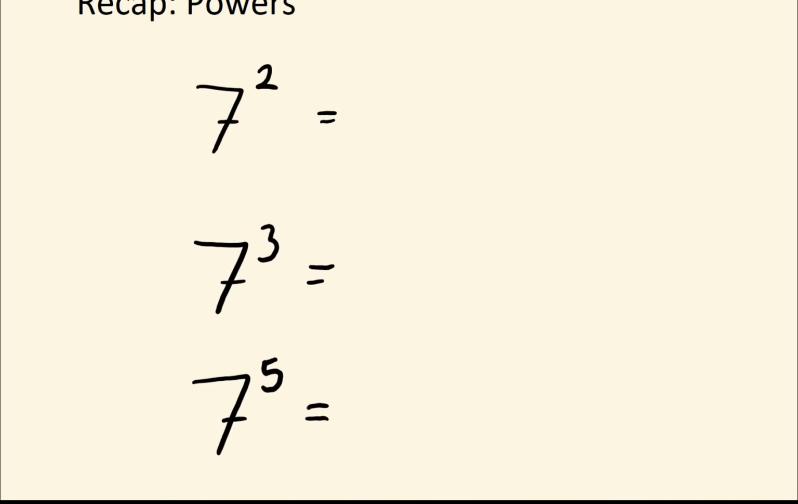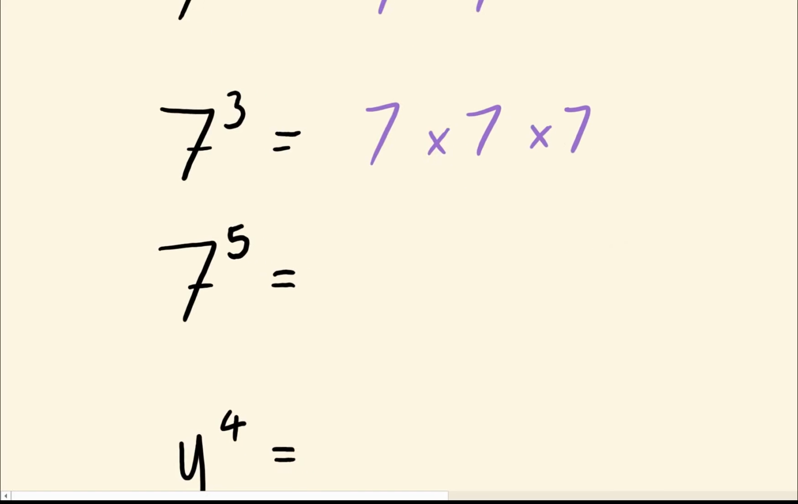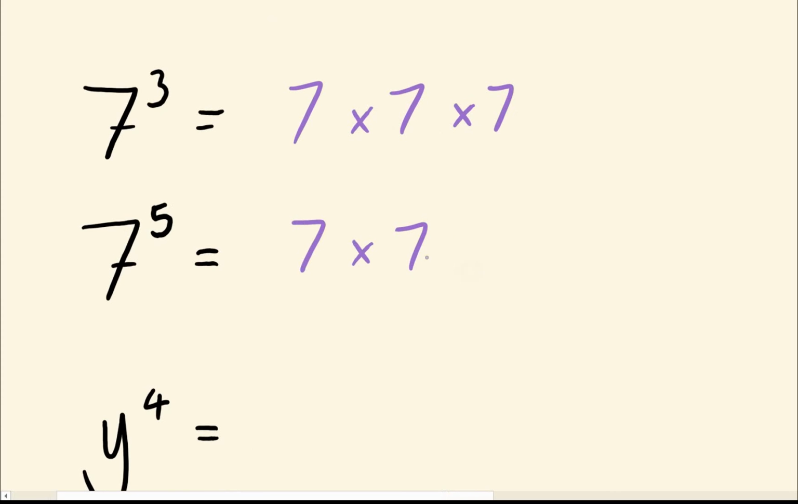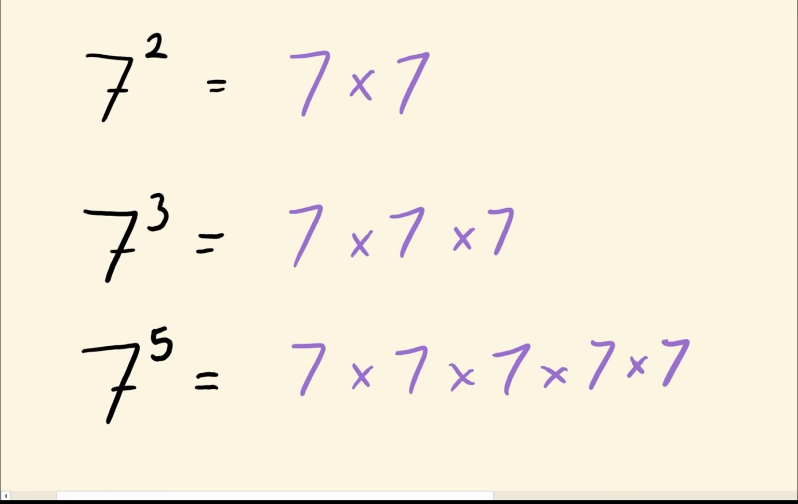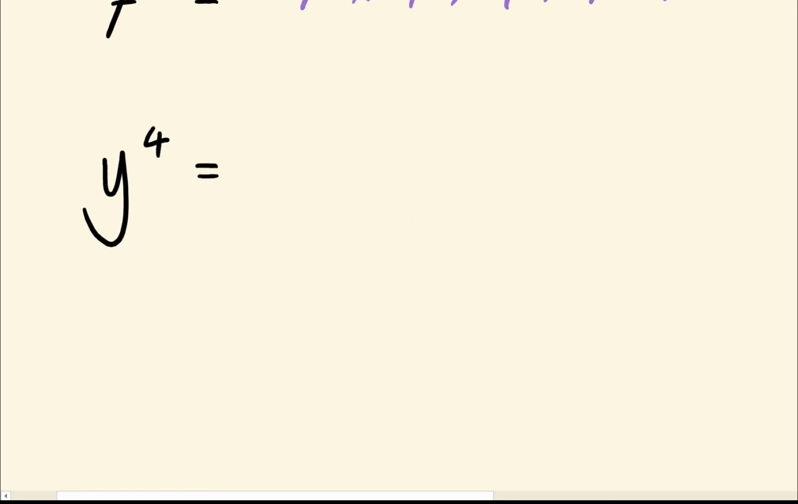So here we've got a bunch of powers which will have a base of 7. The power basically means how many times you see that number. So 7 squared means 7 times 7, 7 cubed means 7 times 7 times 7. And 7 to the 5 means 7 times 7 times 7 times 7 times 7, where the power tells you how many 7s you are going to see. Most times today, we're going to see this working with letters rather than numbers, so y to the 4 would be y times y times y times y.